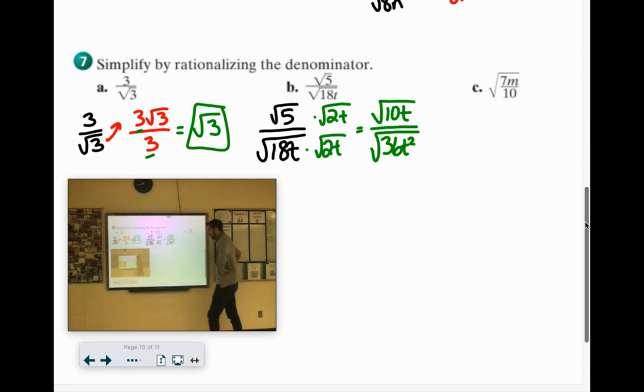Alright, I might have to stop this video, but our final answer on B would be root 10t over 6t. And you can't simplify any more beyond that. I'll start the next video, figure out what's going on here, and then we'll do the last 4 problems together.